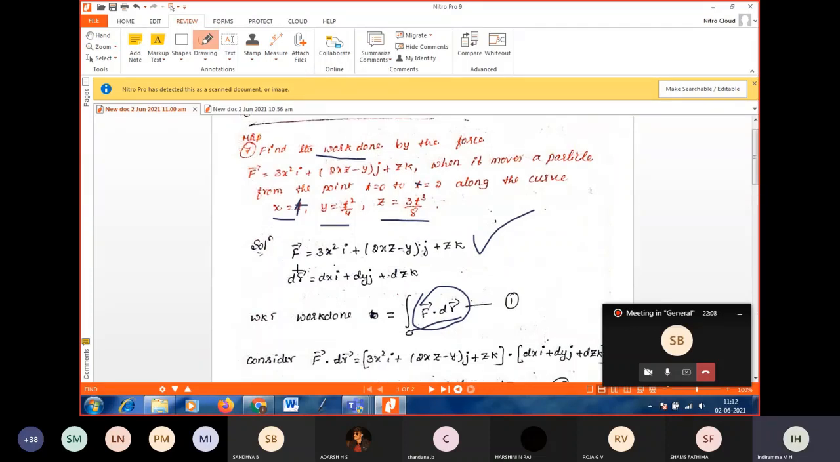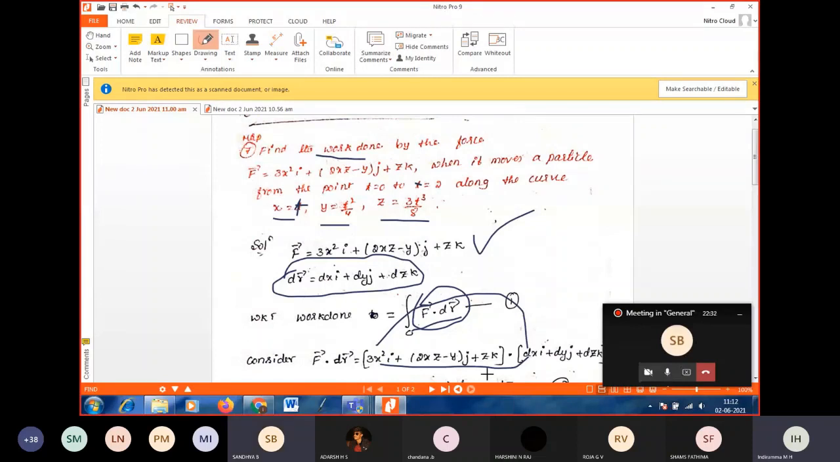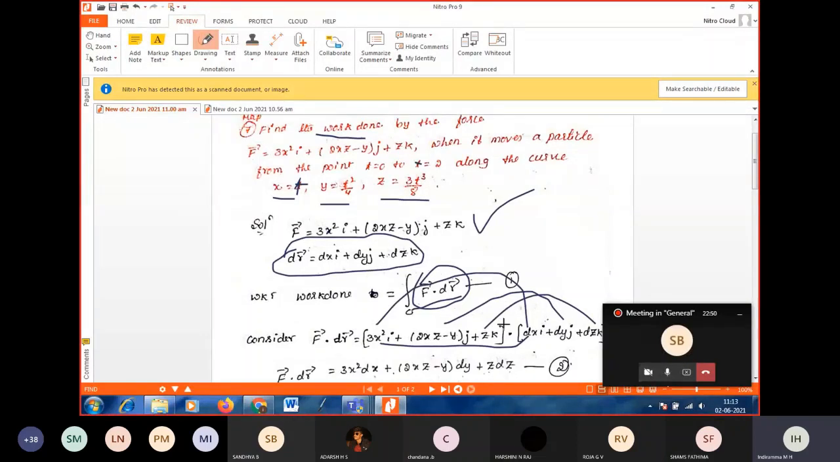What is vector dr? dx i plus dy j plus dz k. Now do the dot product of vector F and dr. We know that i dot i is 1, so multiply: 3x square into dx. Next plus (2xz minus y) into dy. Next plus z dz. Okay, now we got vector F dot dr.